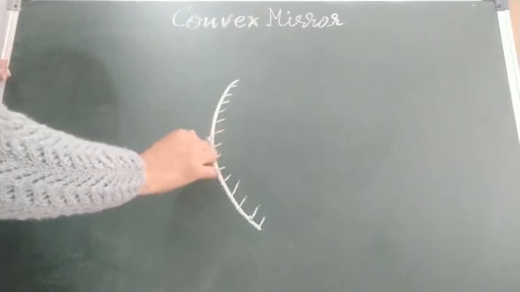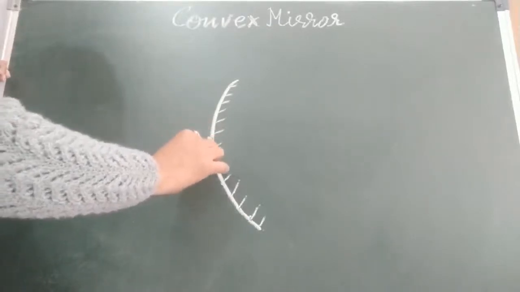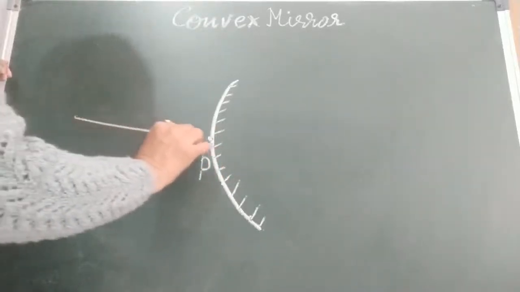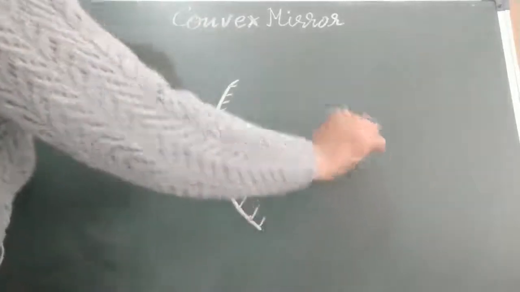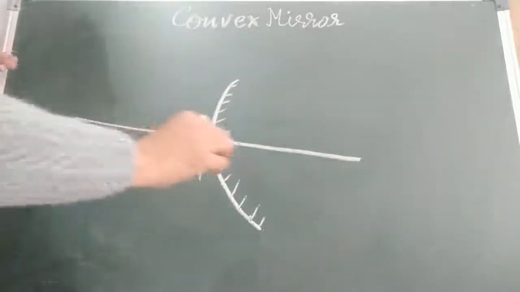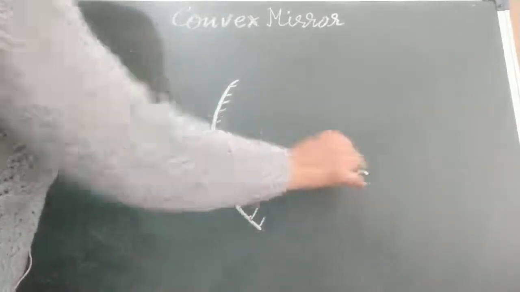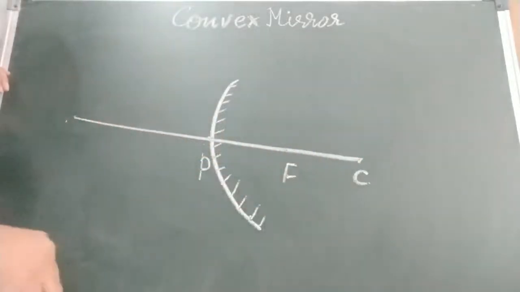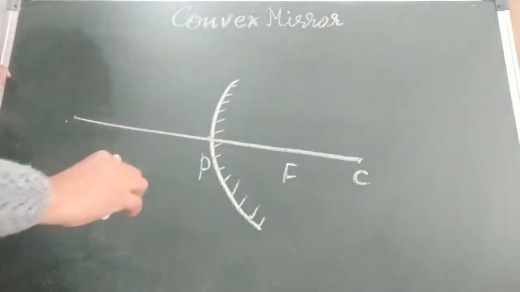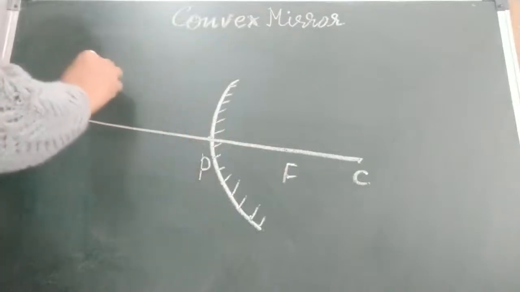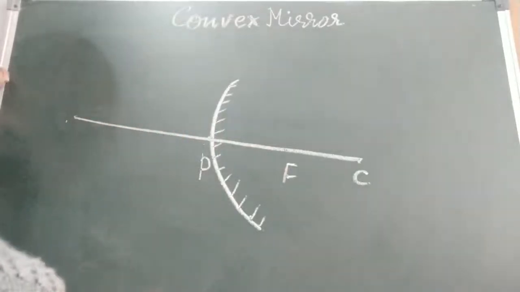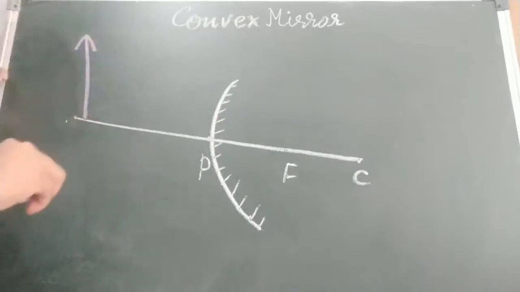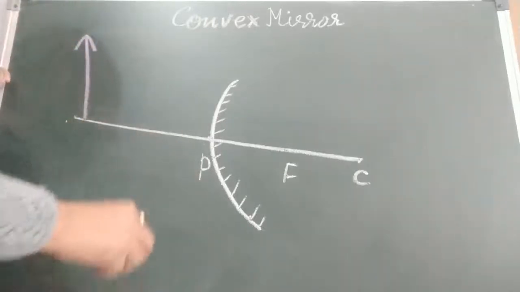You know the different important terms. This is the pole, and the principal axis is passing through this pole. And this is the center of curvature, this is the focus, both sides are there. Okay, now suppose we are placing our object here, we have kept the object. What kind of image is formed?